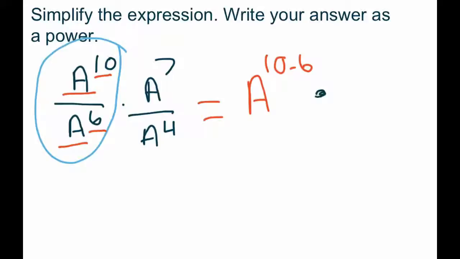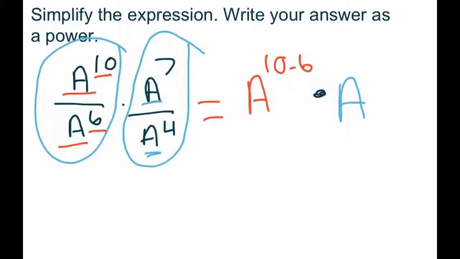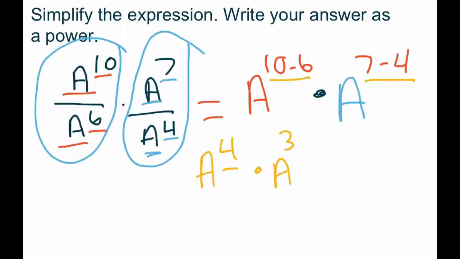This is multiplied by our second portion here, where we have the same base of a, so we will rewrite a, and they're divided by each other, so we have 7 and 4, so that means we'll subtract our top power of 7 minus our bottom power of 4. We can now rewrite this as a to the 4th power, because 10 minus 6 is 4, multiplied by a to the 3rd power, because 7 minus 4 is 3.